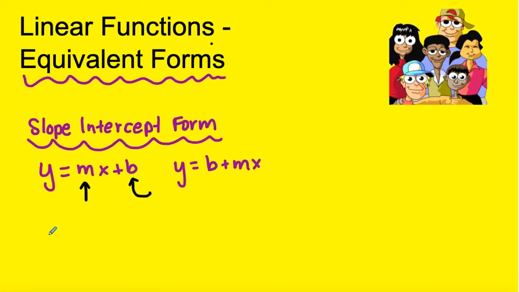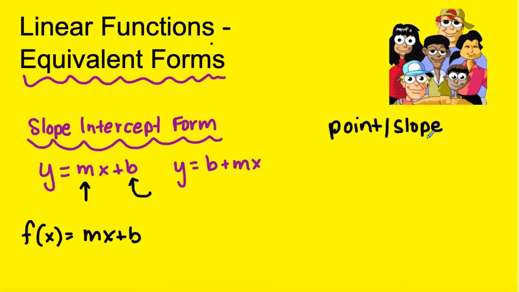Now, we made that a little bit trickier when we introduced to you f of x. So it could look like that as well. But you should feel pretty comfortable with slope-intercept form. The next one that we spent some time in was point-slope form. Point-slope form was y minus y1 equals m times x minus x1.